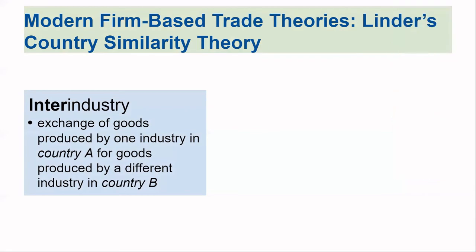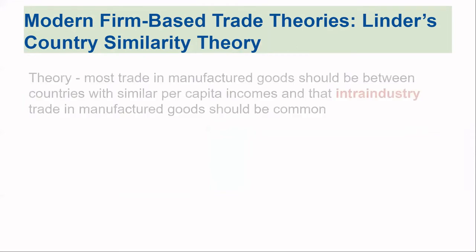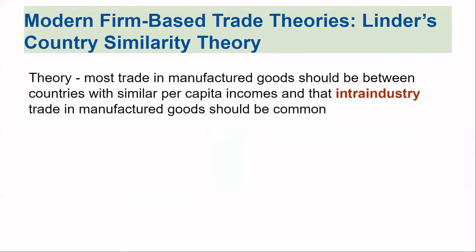Country-based theories cannot predict intra-industry trade, which is trade between two countries of goods produced by the same industry. For example, automobiles are intra-industry trade. Germany produces BMWs exported to Japan, and Japan produces Toyotas exported to Germany and to the US. So these are intra-industry, and this cannot be predicted by the country theory.